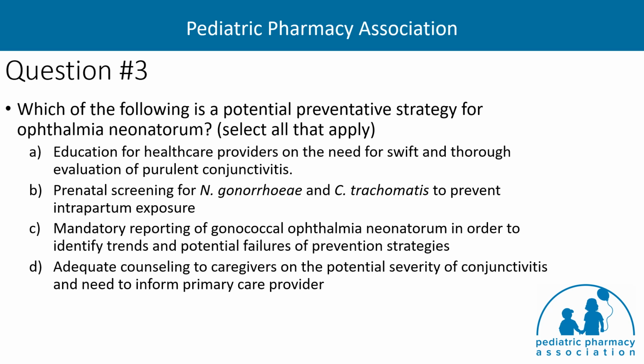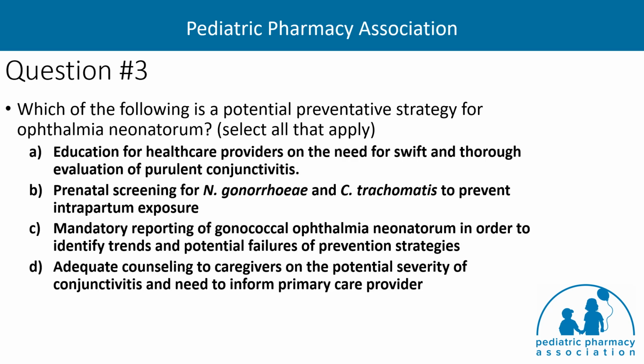C. Mandatory reporting of gonococcal ophthalmia neonatorum in order to identify trends and potential failures of prevention strategies. Or D. Adequate counseling to caregivers on the potential severity of conjunctivitis and need to inform primary care provider. And the correct answer for question number 3 is all of the above. All of these are potential preventative strategies to reduce ophthalmia neonatorum.